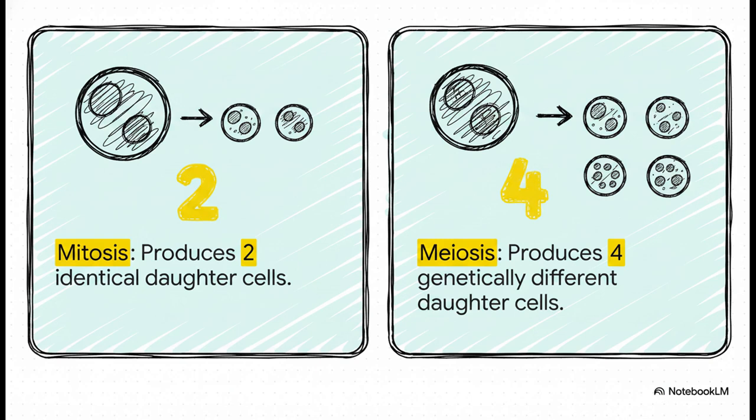Mitosis, which your body uses for growth and repair, produces 2 daughter cells that are genetically identical. It's basically a biological copy machine. But meiosis, which is for making reproductive cells, produces 4 daughter cells that are all genetically different. Just remembering 2 identical versus 4 different is a perfect way to keep them straight.